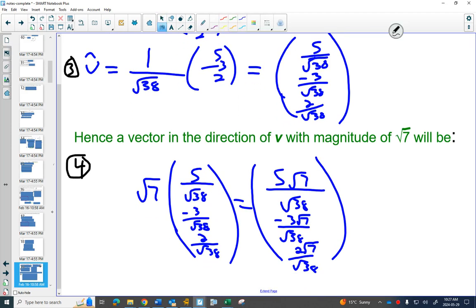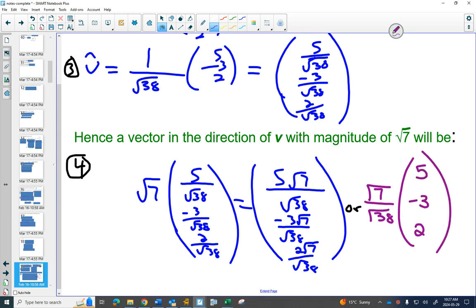I actually like this. All we're doing is multiplying by that root 7.